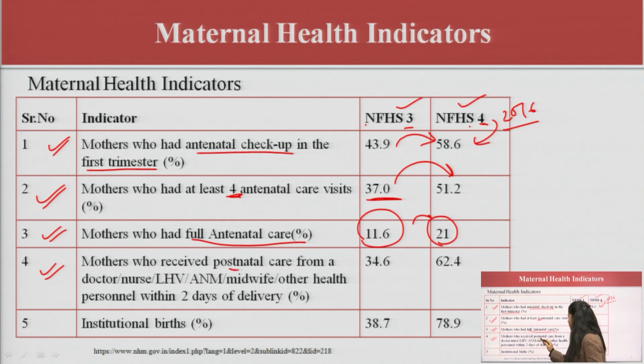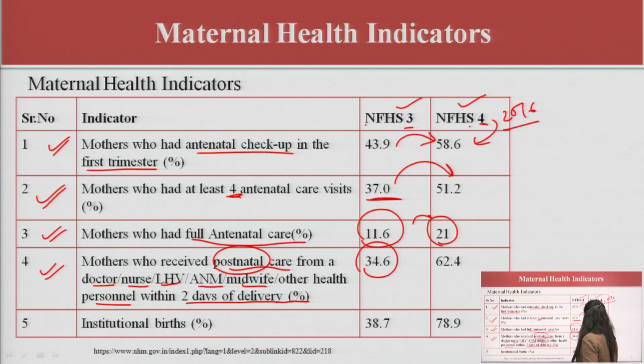The fourth indicator we will see here is mothers who received postnatal care. What do we mean by postnatal care? It means the care which is provided after the delivery of the baby. This postnatal care will be delivered by a doctor or a nurse, by LHVs, lady health visitors, auxiliary nurse midwives, ANMs, midwives, or other health personnel within 2 days of the delivery. The percentage has improved in this one also, from 34.6 to 62.4.